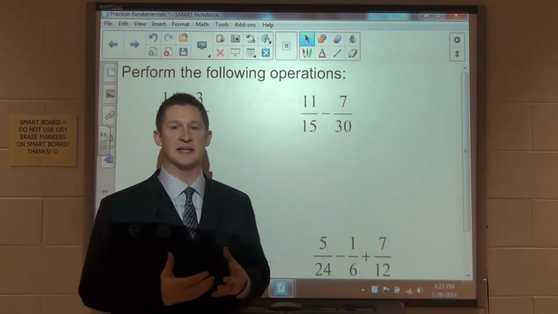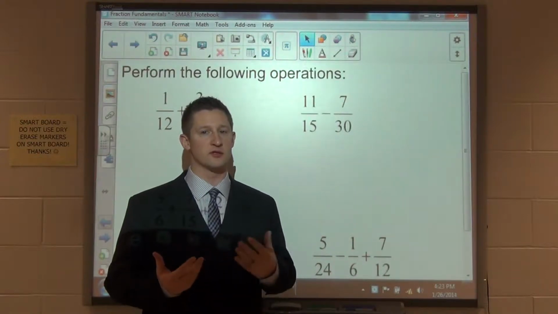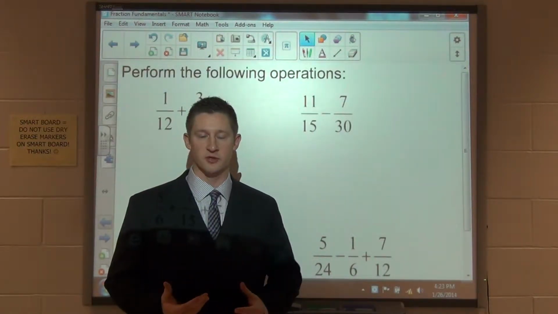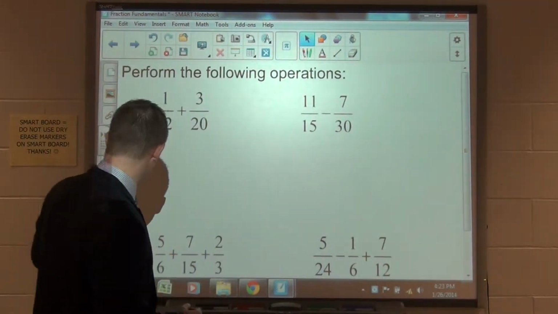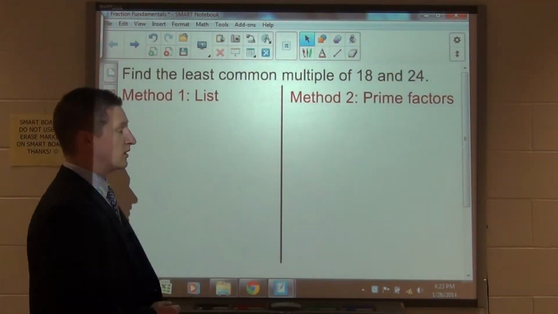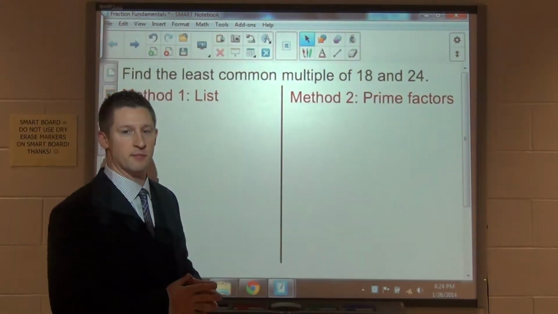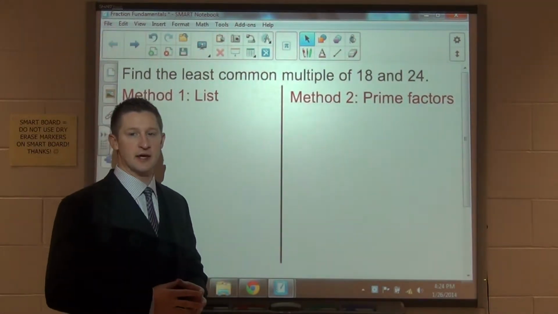Now, in order to add or subtract two fractions, the key is you must have the same denominator. Now, before you can find a least common denominator, you have to understand how to find the least common multiple of two numbers, and that's a skill that we're going to briefly practice right now. Here we're asked to find the least common multiple of the numbers 18 and 24.